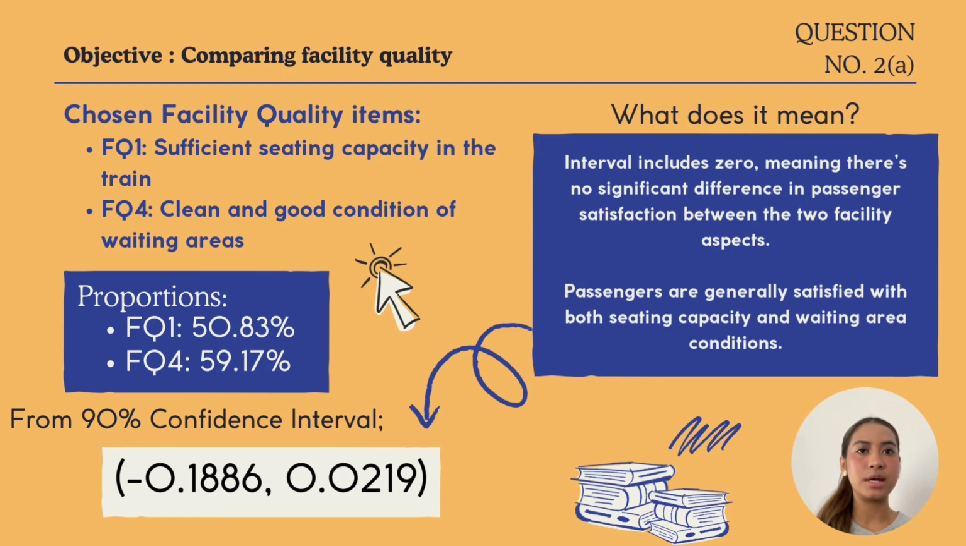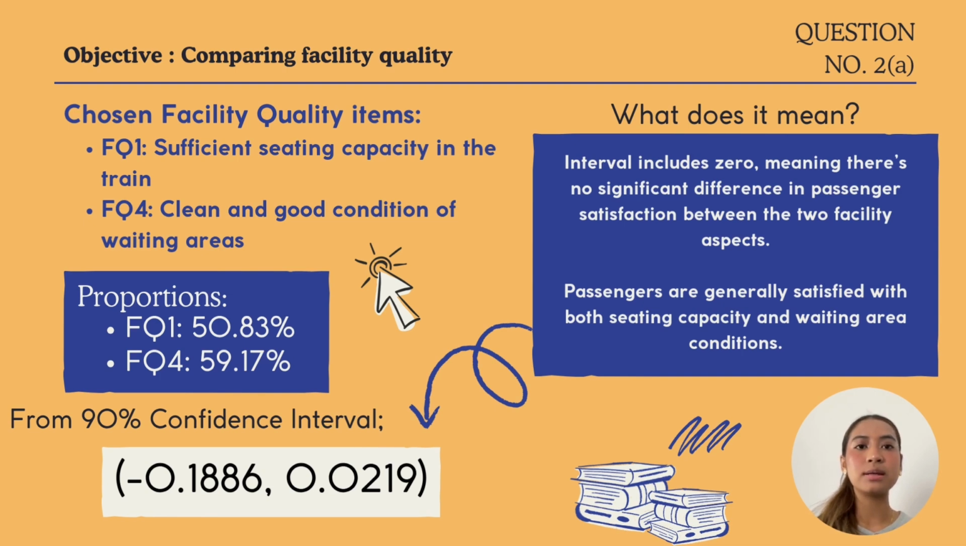Firstly, question 2A asks us to construct a 90% confidence interval for the difference in proportions of passengers who are satisfied with the two measured items under facility quality. So 2A's objective is to compare the facility quality. We first looked at two items under facility quality, which are FQ1, sufficient seating capacity in the train, and FQ4, clean and good condition of waiting areas. We calculated the proportions of satisfied passengers, those who gave ratings of 4 or 5, and the results show that FQ1 had a proportion of 50.83% and FQ4 had a proportion of 59.17%.